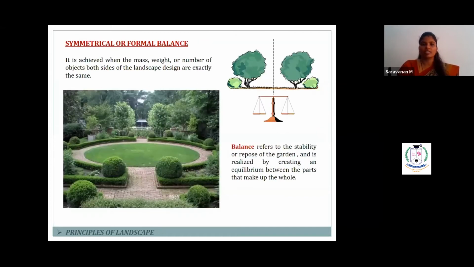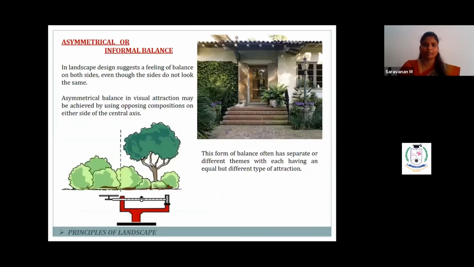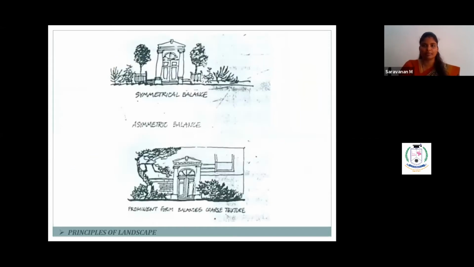In symmetry, you would have seen both sides are the same, including the landscape and the design of the park. In this, when you see, it is totally different. The landscape is different, the object lying between is different, but still we have taken the center one. If you see the opposite compositions on either side, this form of balance often has separate or different themes, having an equal but different type of attraction. It will be kind of equal, but the type of attraction is going to be different. This is also one of the examples. If you see the symmetrical and asymmetrical, you can find the difference.